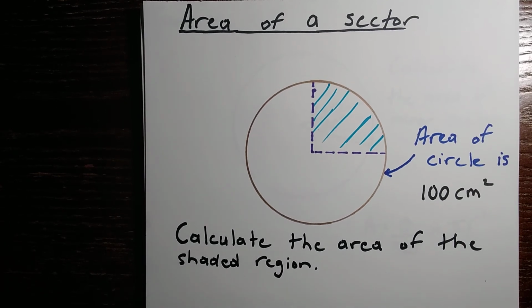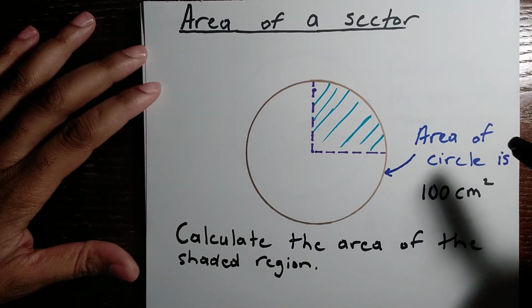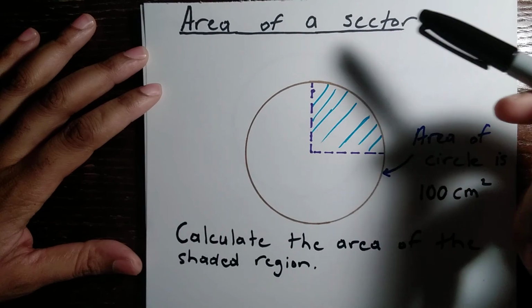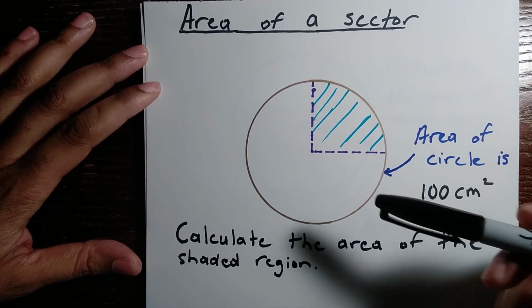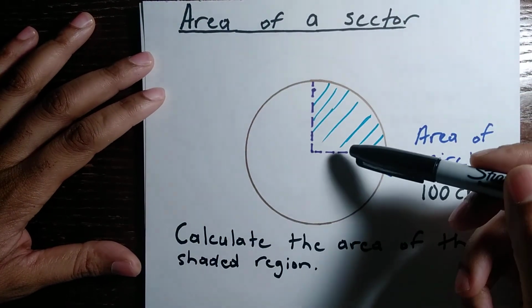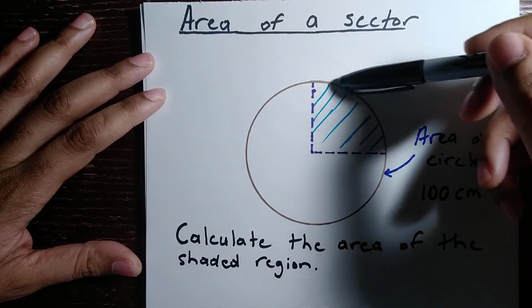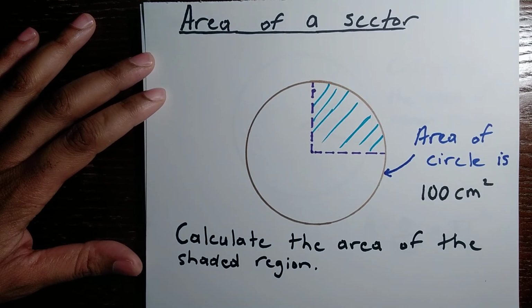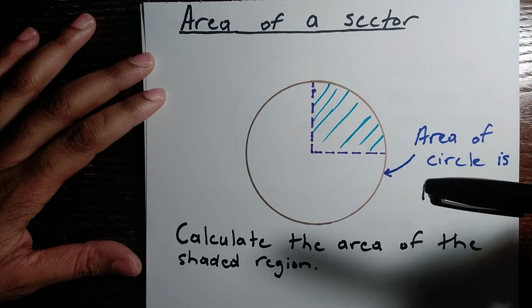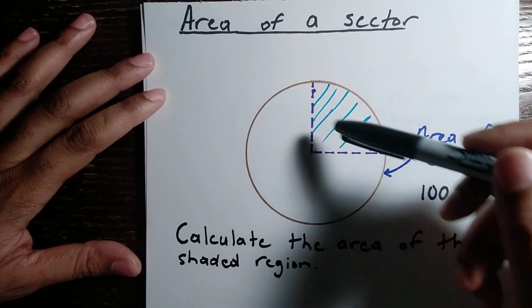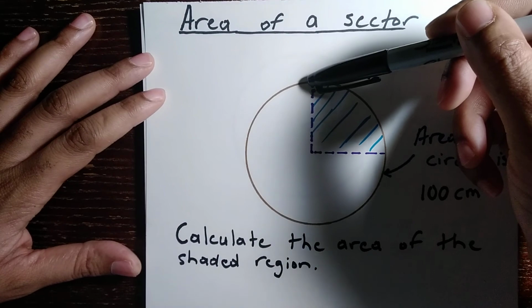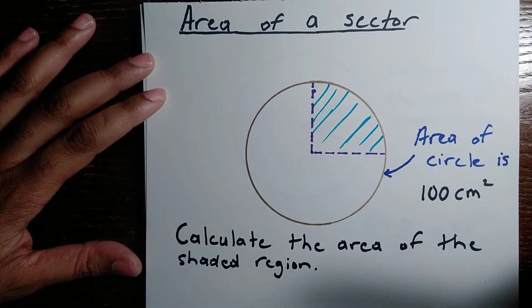Before I begin, I want to define what a sector is. A sector is essentially a piece of a circle that is created by two radii and a piece of the circumference. So a sector is a piece or part of a circle that is created by two radii and a piece of the circumference of the circle.